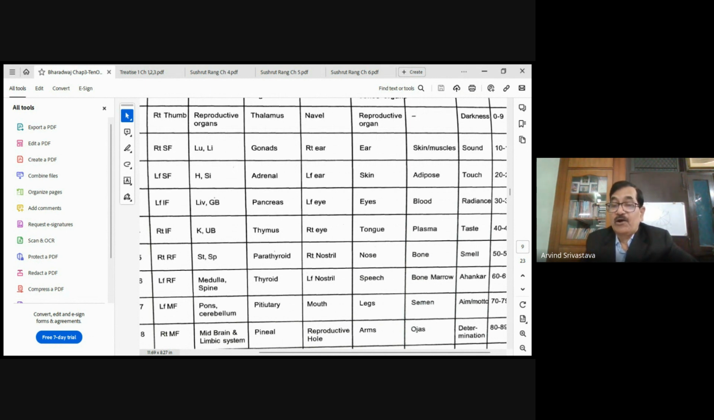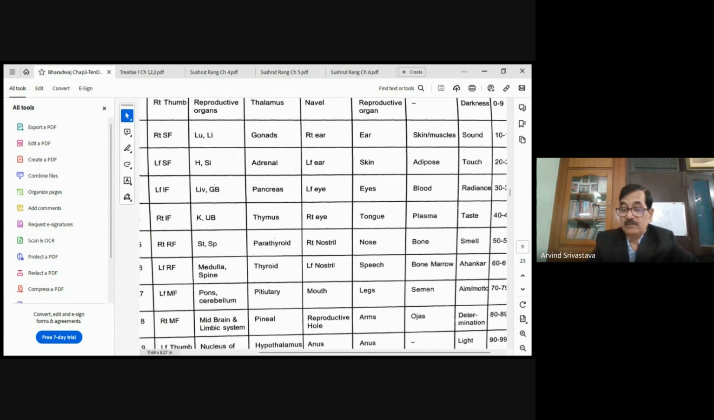Six is the speech. It is associated with ahankar, the pride, the ego. Speech is related with ego. And legs are for aim and motto. What is your aim? What is your direction? Where do you have to go? What is your motto? That's it. And then determination is just finger number eight. Okay, so this is the energy system.